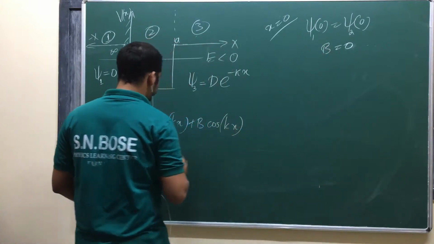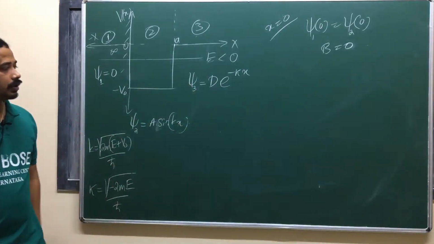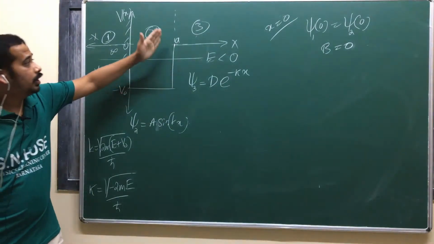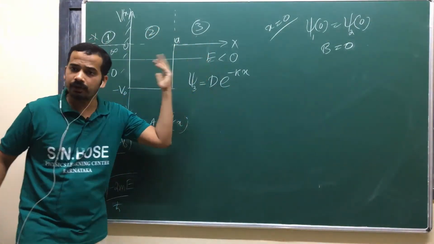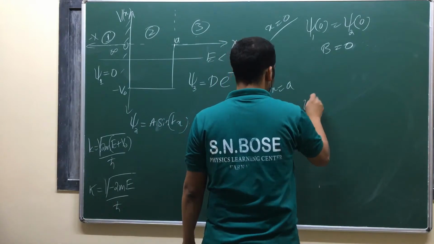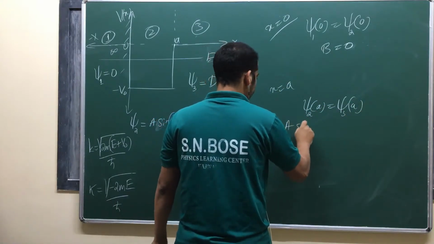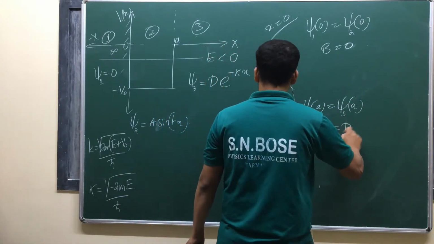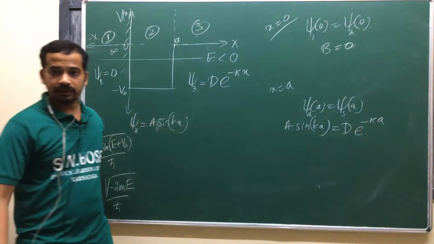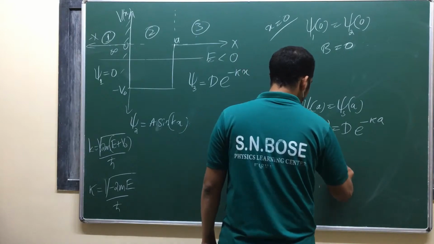Now look here. Once you choose B equal to 0, your solution in the second part is like this, and the solution in the third part is like this. Now apply continuity of the wave function as well as derivative continuity, because here the potential is finite. The derivative is also continuous, and the wave function is always continuous. At x equal to a, when you apply continuity of the wave function, psi 2 of a is equal to psi 3 of a. What do you get? A sin ka is equal to D e power minus kappa a. Then derivative continuity: psi 2 dash of a is equal to psi 3 dash of a.